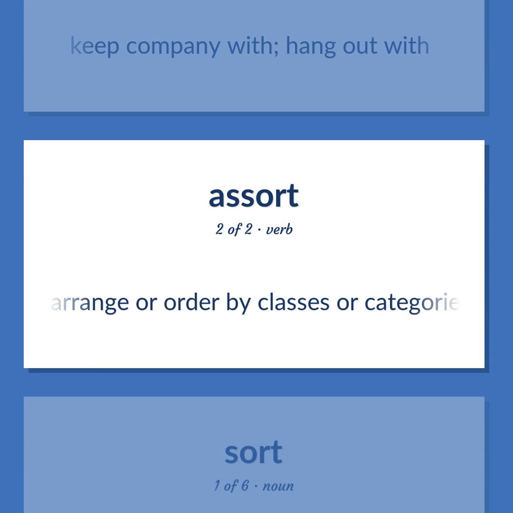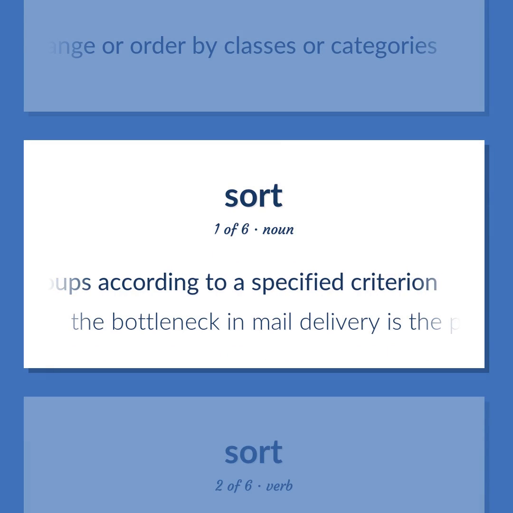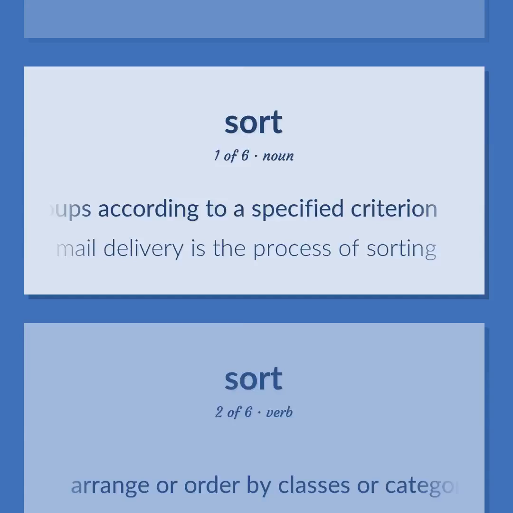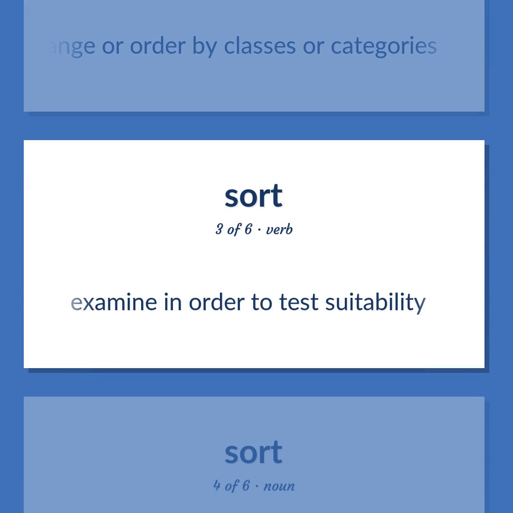Arrange or order by classes or categories. An operation that segregates items into groups according to a specified criterion. The bottleneck in mail delivery is the process of sorting. Arrange or order by classes or categories. Examine in order to test suitability.